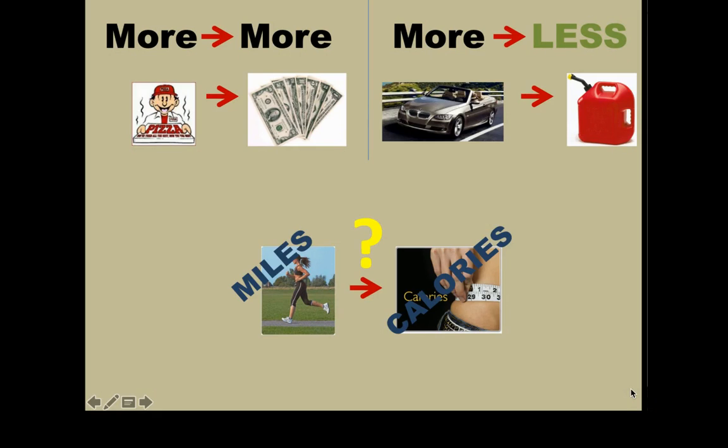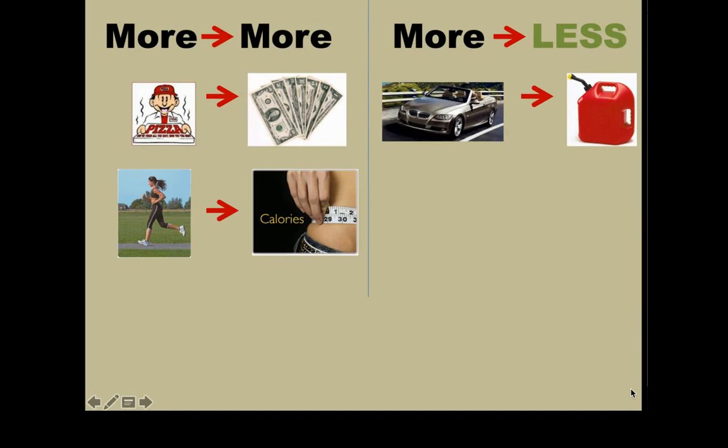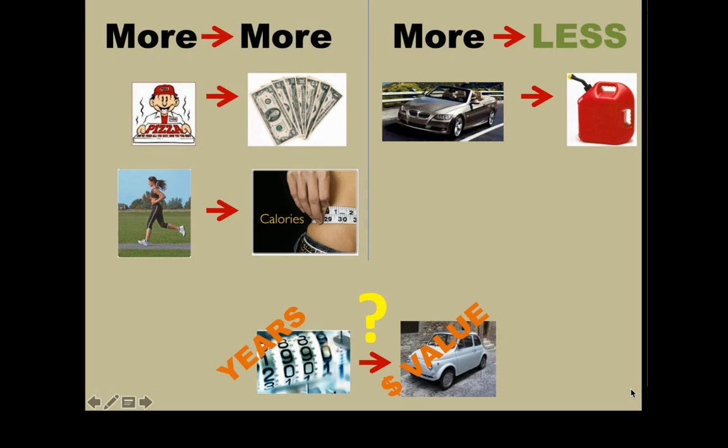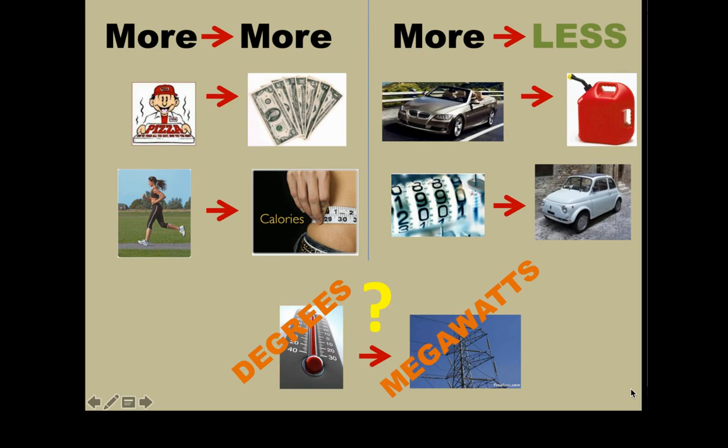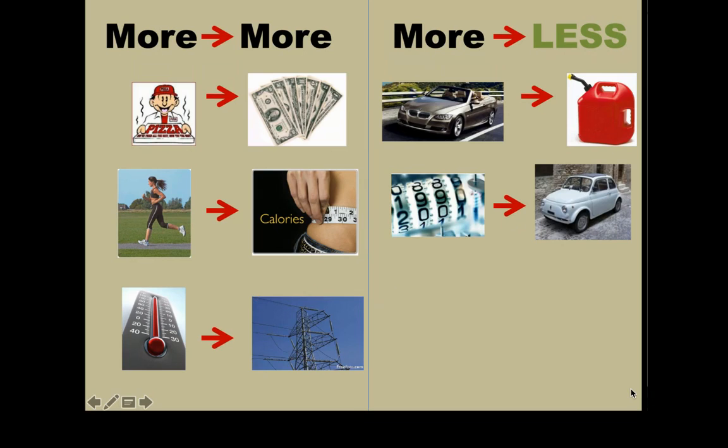Okay, so miles to calories, which one would that be? More or more, less? That goes on the more side. That's right, because the more jogging, the more calories burned. The years, the age of the car, and the value of the car: more or more, less? Right, so it's more, less. The more years it has, the less the value. Degrees, megawatts. The higher the temperature, the higher the degree, yes, it's a more.